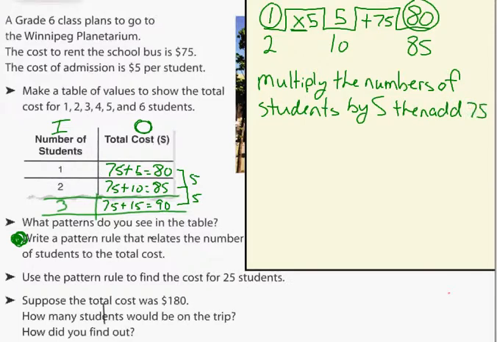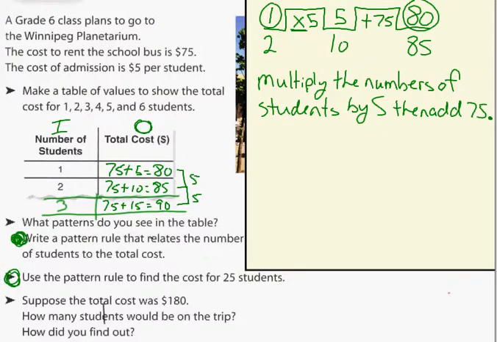Now I think this is a correct pattern rule that relates the number of students to the total cost. I'm basically explaining what I'm doing with my input number, which is the number of students, and I'm telling you what's happening. How am I getting to my output? Well, I multiplied the number of students by 5, and then I added 75. Now it says use the pattern rule to find the cost for 25 students. Well, I'm going to do that right underneath here.